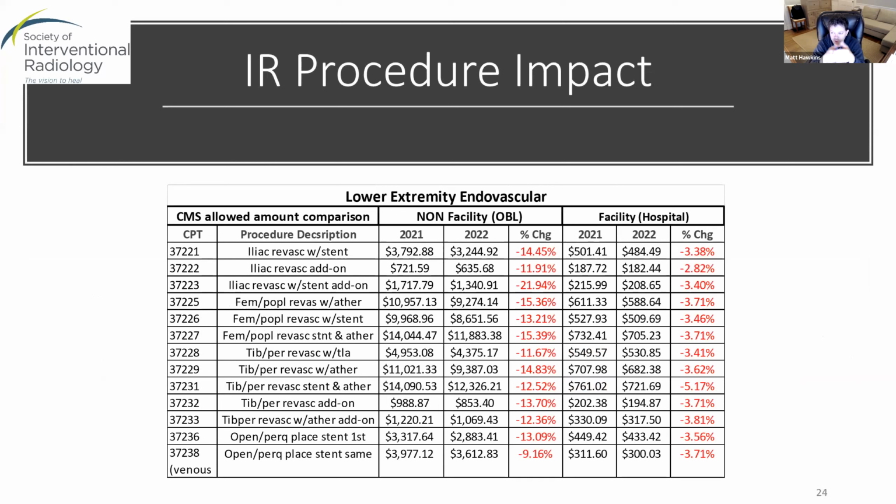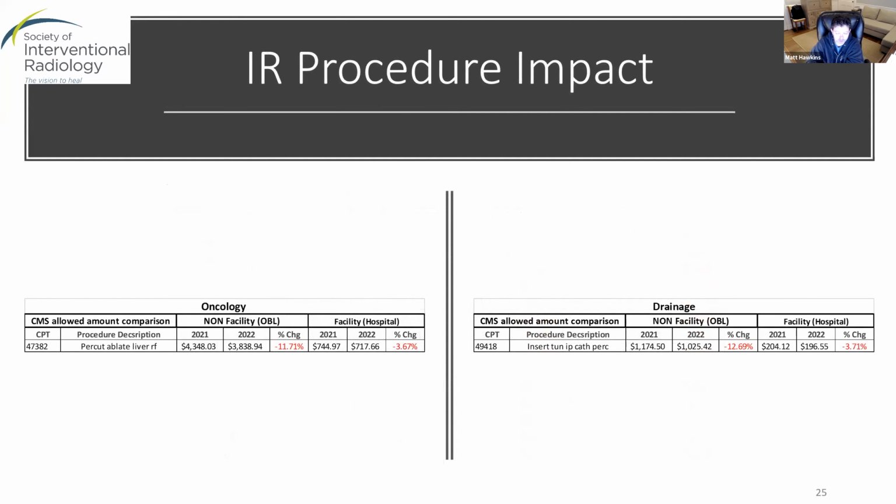Professional RVUs actually didn't get impacted hardly at all this year, which is different than prior years. And for a variety of reasons, practice expense really got hit hard as compared to professional RVUs. If there are questions, I can go into more detail here shortly. Then just a couple of other procedures: for those who do peritoneal dialysis catheters, on your right, or there's a few people in the office dabbling with liver ablations. You can see a reduction of 11.7% for liver ablations.